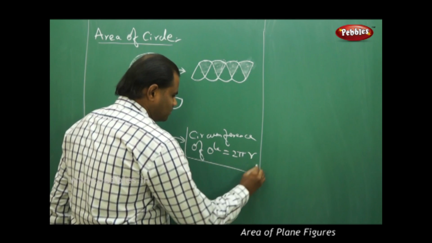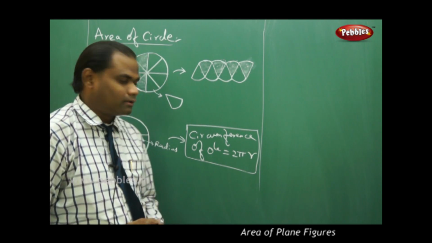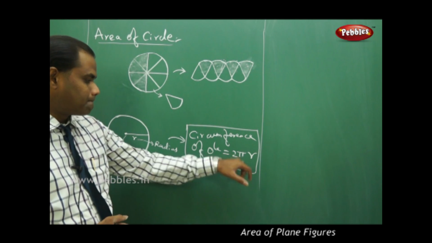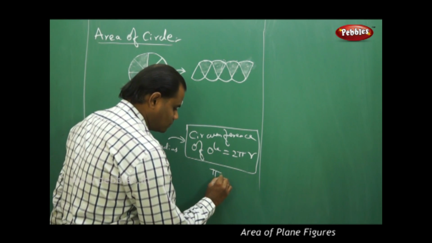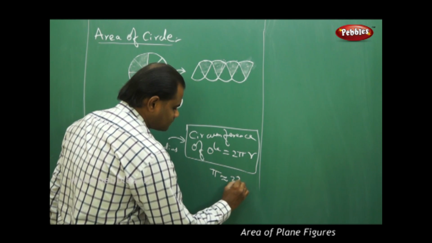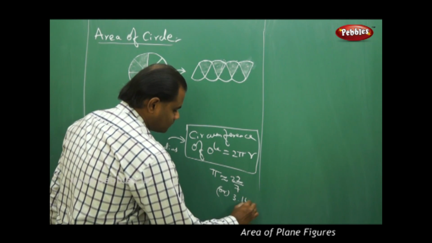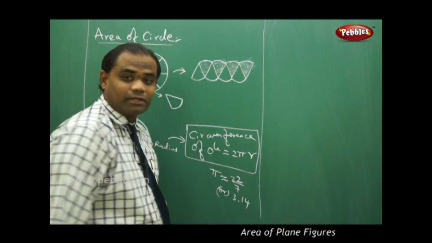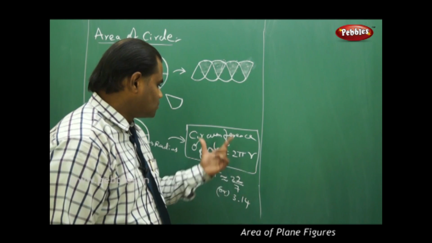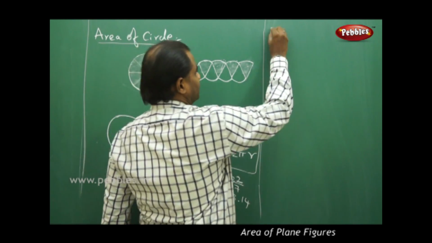This is the formula for circumference of a circle, given by 2 pi r, where r is the radius and pi is a value which is approximately 22 by 7 or 3.14, which we usually take. This is the value of pi. So using the circumference of the circle, which is 2 pi r, we are going to now derive the area.